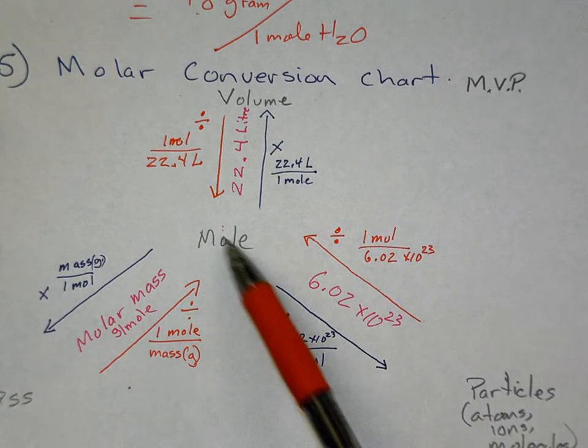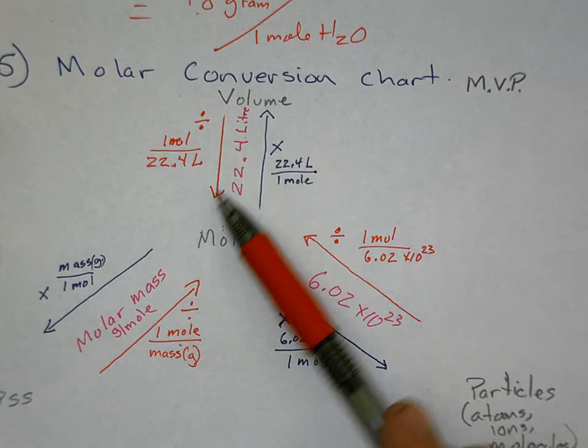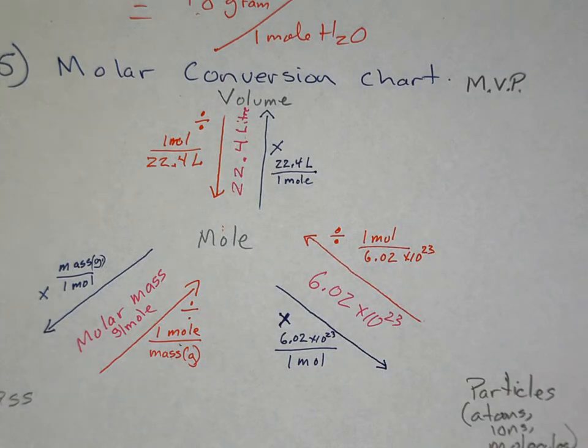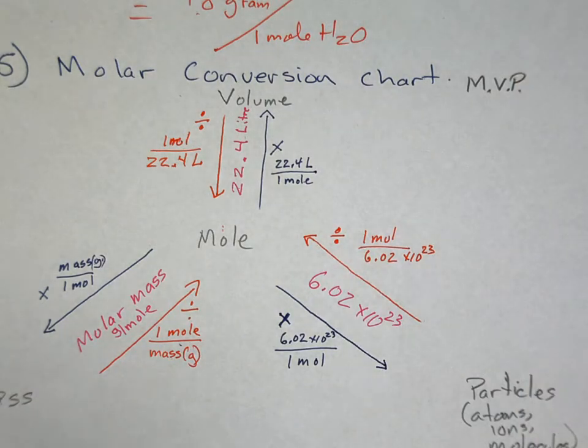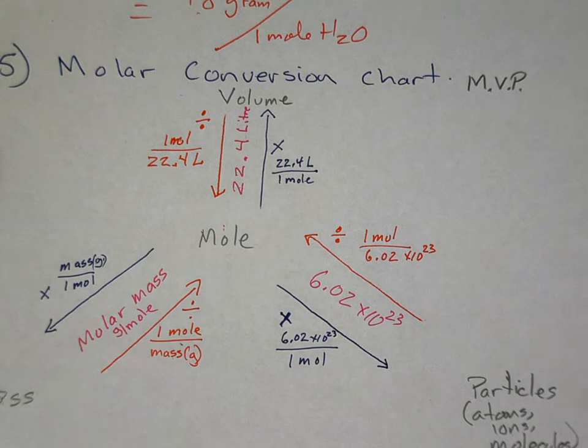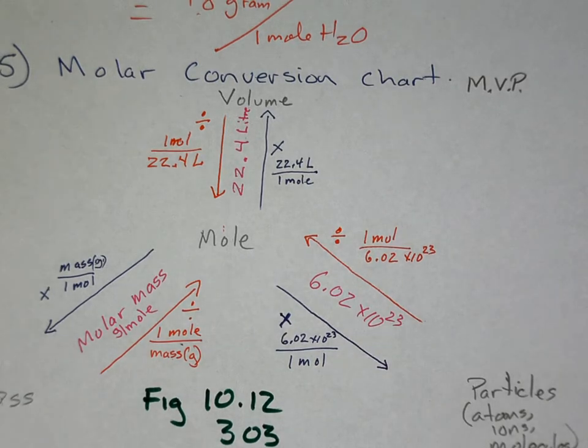So this chart, following these arrows, can help you when we're working to follow a path to convert. By the way, there's a nice diagram. If you need a better reference for it, this is figure 10.12, found on page 303 of the textbook. You can pretty it up and look at it, but it's pretty nice because it lets you do some conversions.